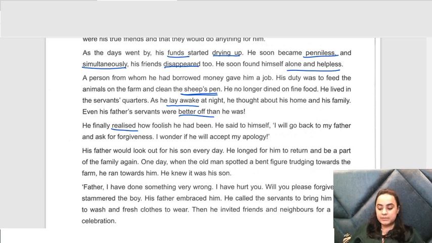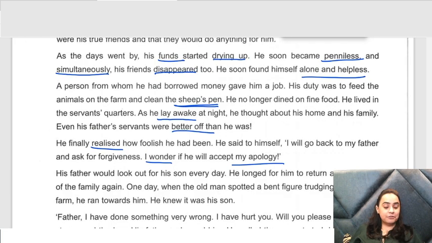He said to himself, I will go back to my father and ask for forgiveness. I wonder if he will accept my apology. So he finally realized his mistake. He realized he was wrong. He decided that he will go back to his father and ask his father to forgive him for his mistakes. He was wondering if his father would accept his sorry or not.